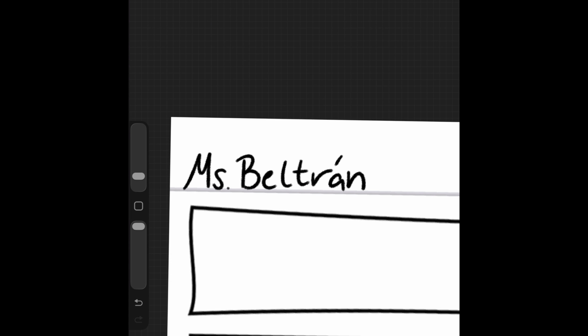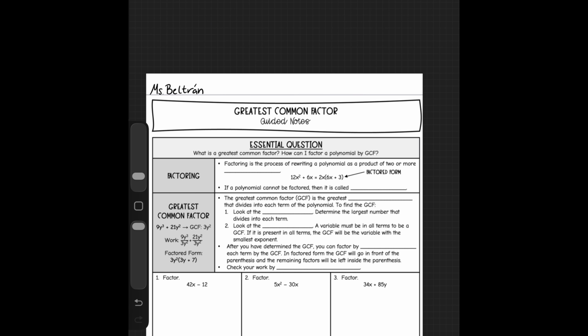Now, you guys have probably heard of a factor before, and you've probably heard of GCF, or greatest common factor. It's one of those quintessential things in math that most people know about. To start our process for today, our essential question is, what is the greatest common factor, and how can I factor a polynomial by the GCF?